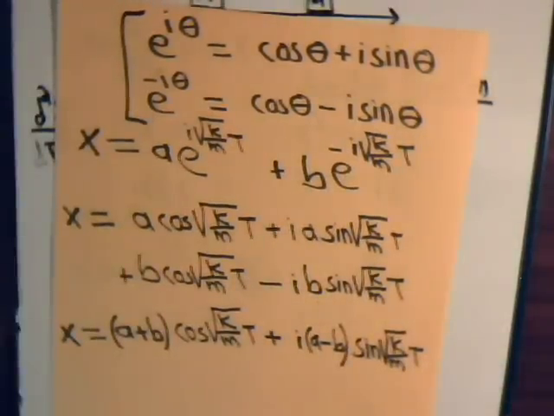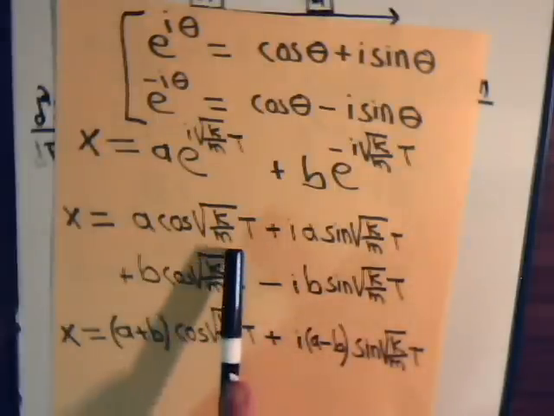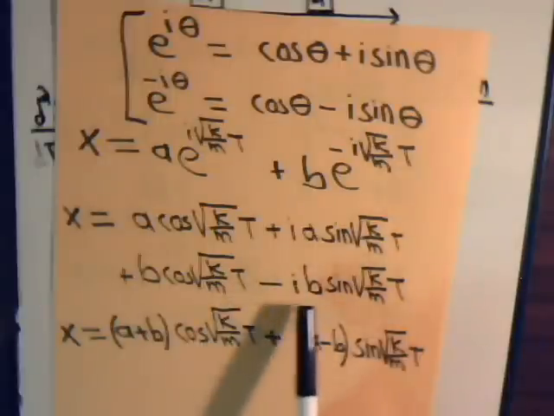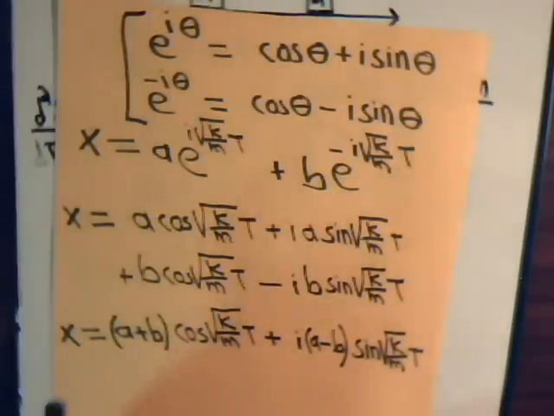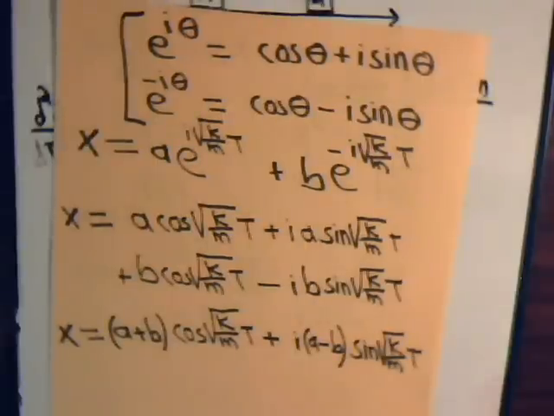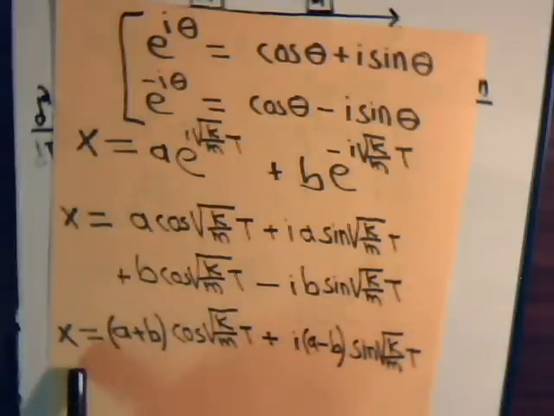And then we can collect terms here. We'll have the cosine here times a plus b, and then we'll have the sine times i times a minus b. So that's our equation for the position of the block along the x-axis at any time t in terms of trig functions. The problem with it in this form is it's a complex function, because we still have i, of course being the square root of minus 1. So let's work with this equation.